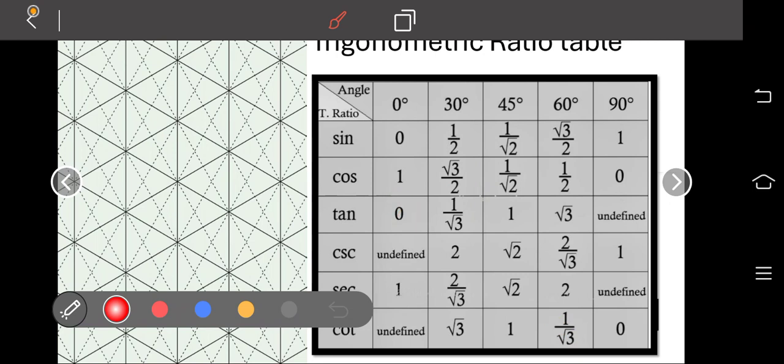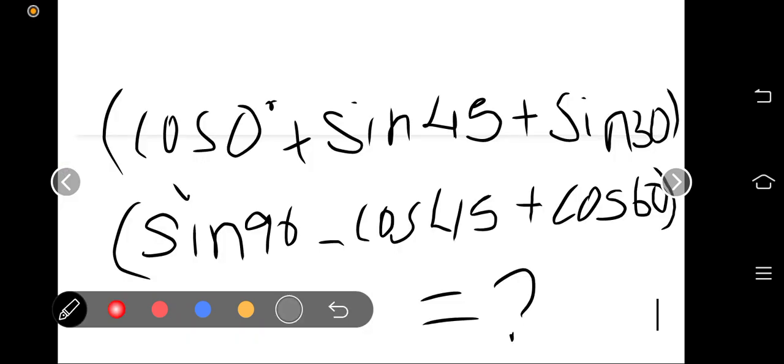So this is how it's a simple trick to learn this trigonometric value table, and there is a practice question for this. I hope it is easy for you to find it out, and this is your practice question. Cos 0 plus sine 45 plus sine 30 into sine 90 degrees minus cos 45 plus cos 60 degrees is equals to how much? I hope it is easy for you.